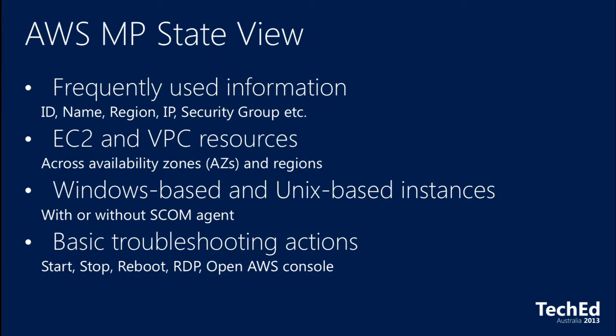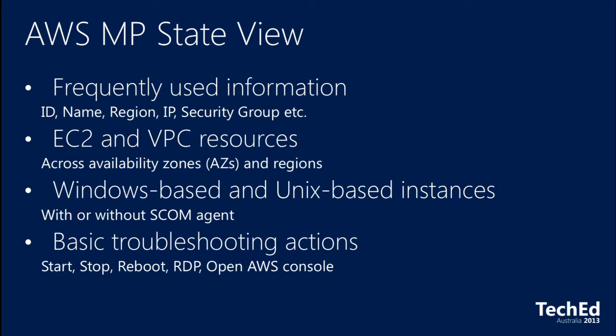So there are some state views as well, which we have in the SCOM console. It's got some really good information in there, which I'll show you, about the frequently used information that you would generally see in your AWS console. It gives you really good information about the zones and the resources that are assigned to your VMs. It'll also tell you what kind of VM it is, whether it's a Windows VM or something else.